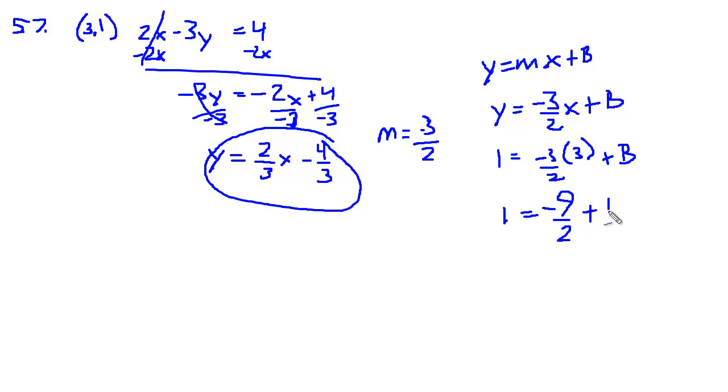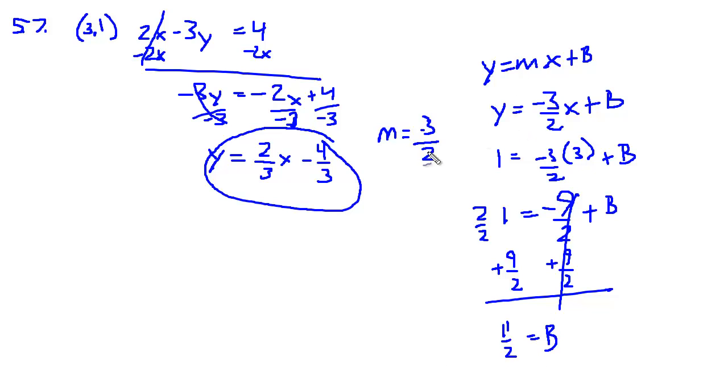plus b. So we're going to then have to add the 9/2 to both sides. And 1 plus 9/2, we can't add these two together because 1 has a denominator of 1. So we're going to change that into 2/2, because we need our denominator to be equal to 2. So we multiply the top number by 2 and the bottom number by 2. So 1 becomes 2/2. Plus 9/2, those simplify, makes 11/2. So our b is equal to 11/2, or 5.5.